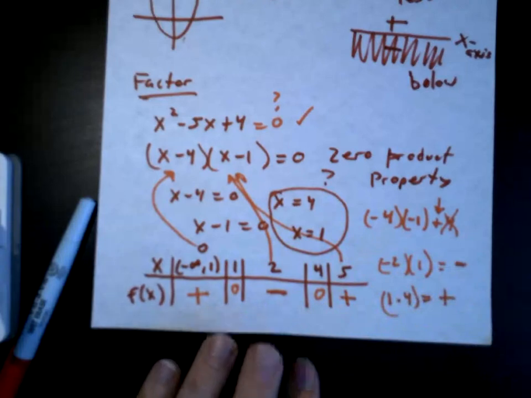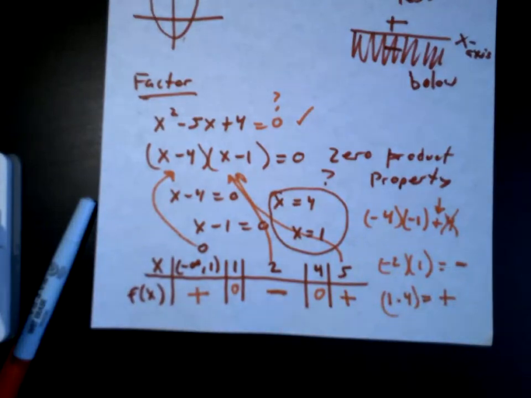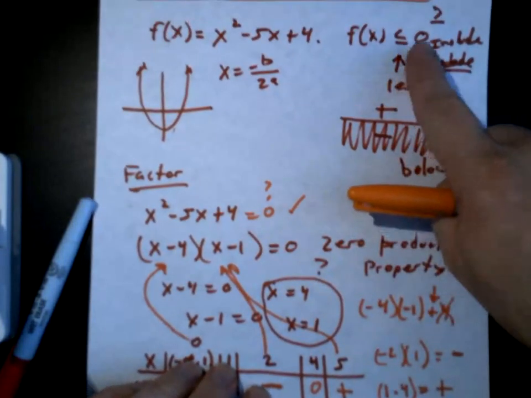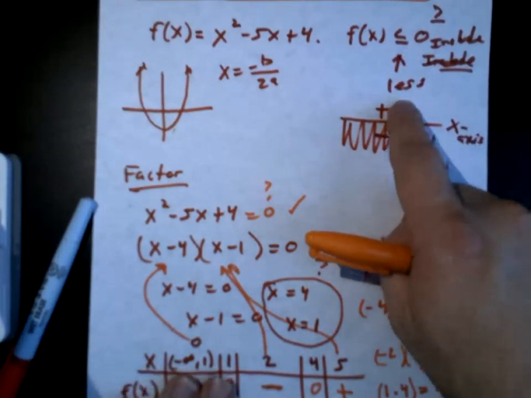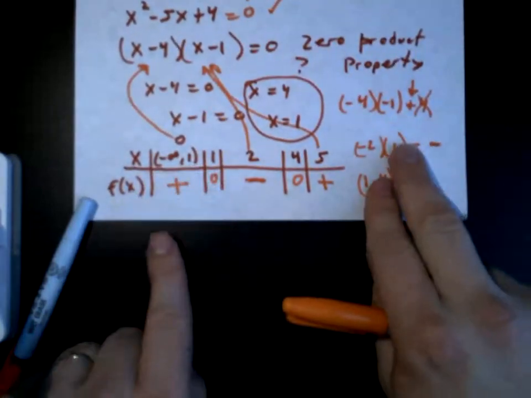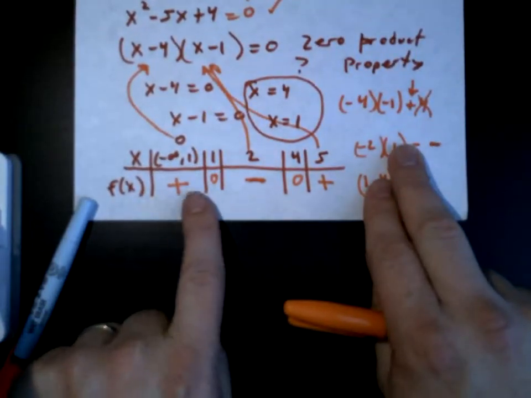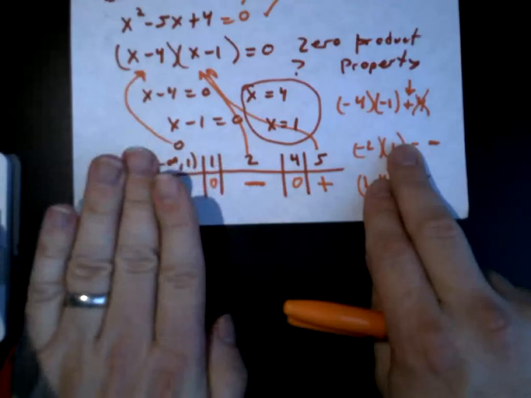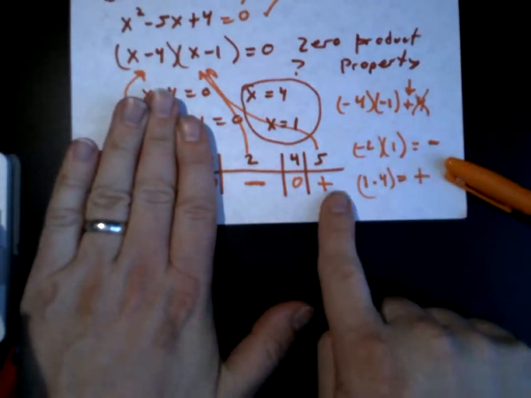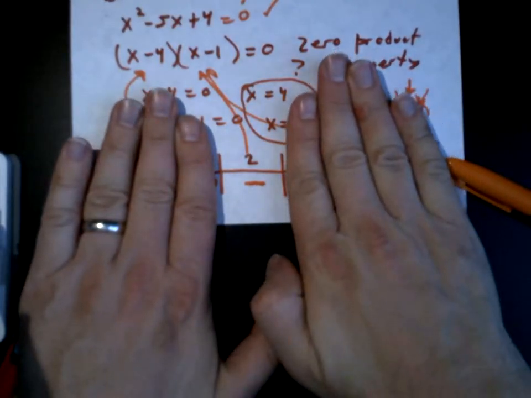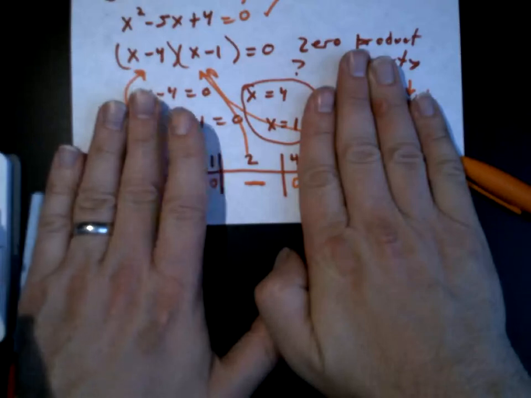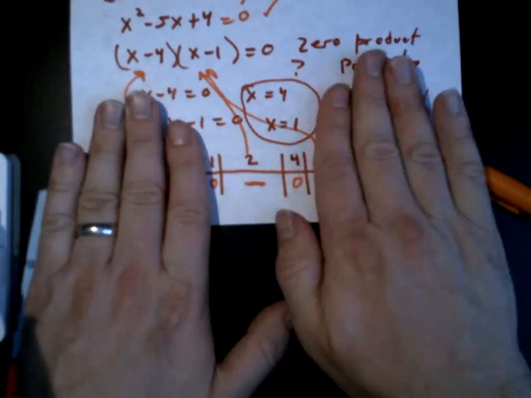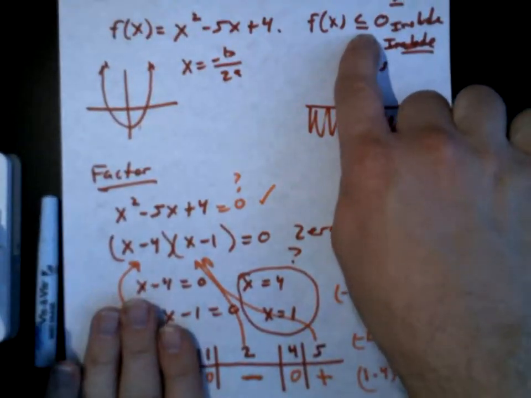So there we go. So now I'm going to look at this and think, okay, I want stuff that's less than or equal to. Well, look at here. That is positive. That's gone. That's positive. That is gone. The only thing that works is between 1 and 4. Do you see that? The reason I'm picking 1 and 4 is because that's included.